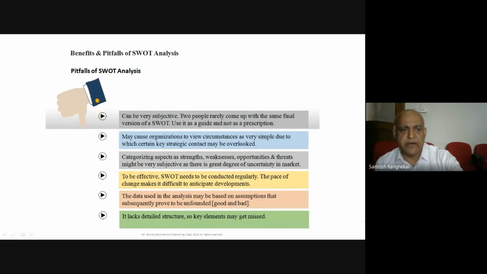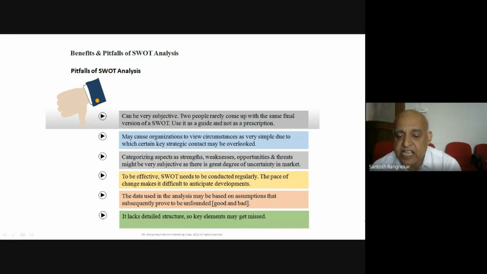Now, what are the weaknesses of the SWOT analysis? Yes, this process certainly has weaknesses also. So here are some of them. It can be very subjective. Two people rarely come up with the same final version of a SWOT. Use it as a guide and not as a prescription. You cannot make it compulsory for organizations, saying they do the SWOT and this SWOT is the right method and that will give the right result. So here the subjectivity is too much.